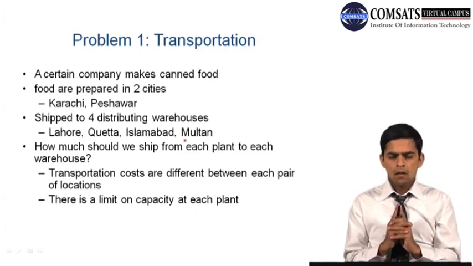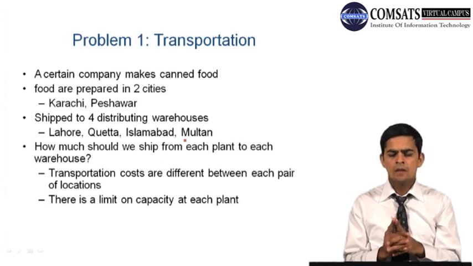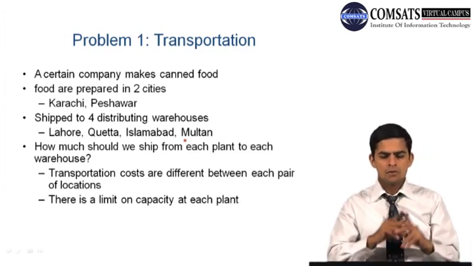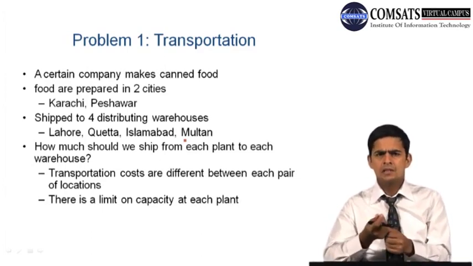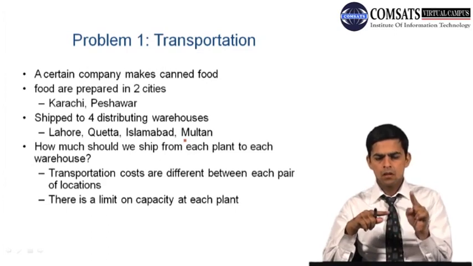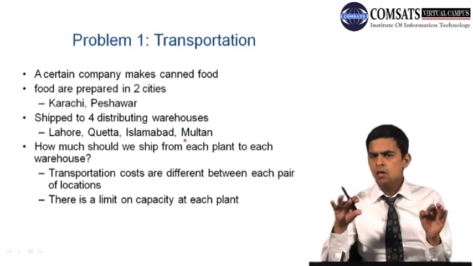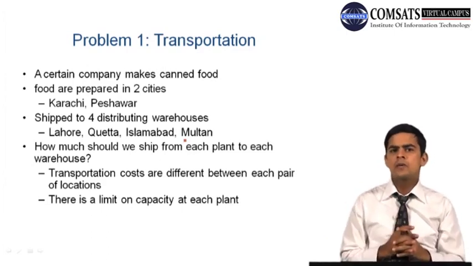So there are a few important questions here. First question is, food is being made in Karachi and Peshawar. So there will be demand for the canned food in the country, okay? So Lahore, Quetta, Islamabad, Multan, these are your distribution points. So how much food should you ship to all these 4 places?